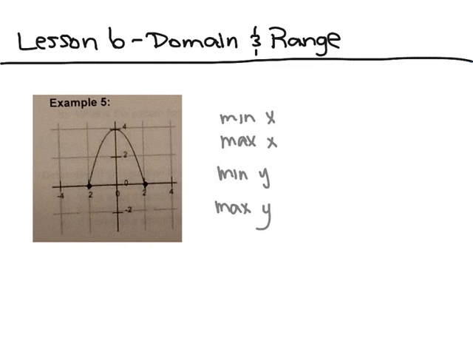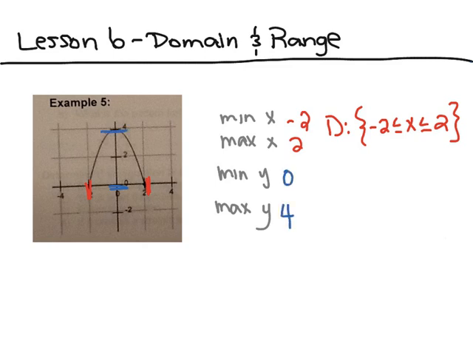For our next example, we have a minimum x at negative 2, and our maximum is at positive 2. So the domain is negative 2, less than or equal to x, less than or equal to positive 2. So it's between those two numbers. Our range is between 0 and 4. So range, 0 less than or equal to y less than or equal to 4. So there's our domain and range.